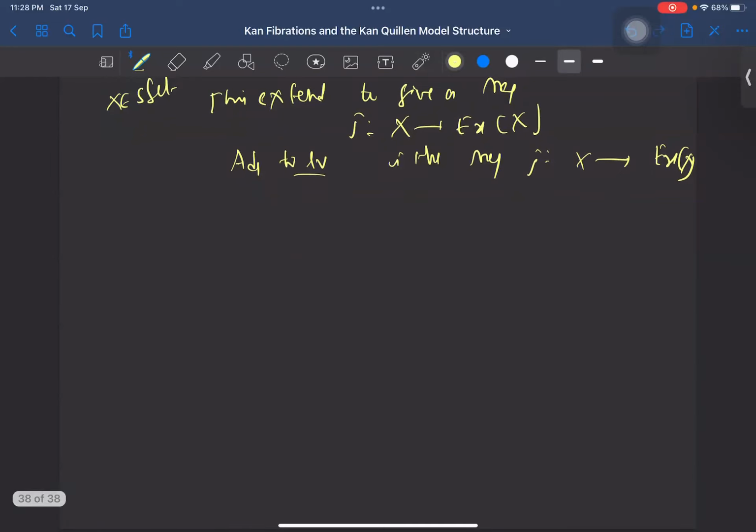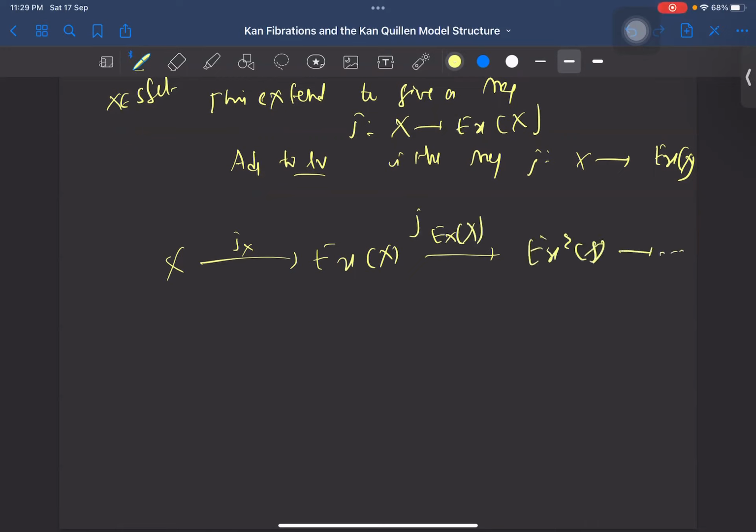Again, X is a simplicial set. Let's consider the following directed system. We are getting to the construction of X infinity. This is the directed system that I'm considering. You continue, and now you just take the colimit. We denote the colimit by X infinity.